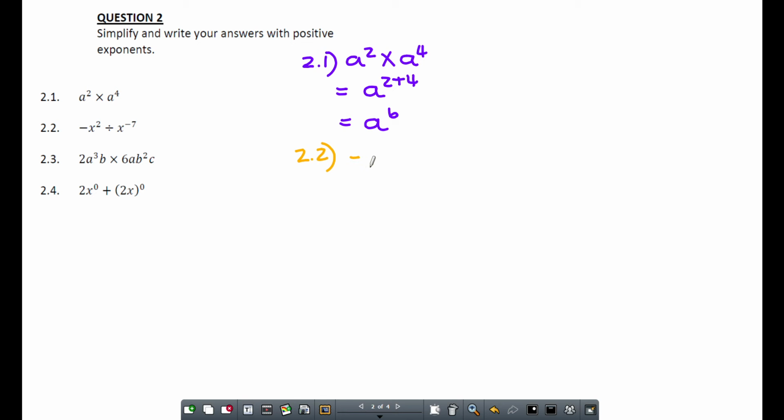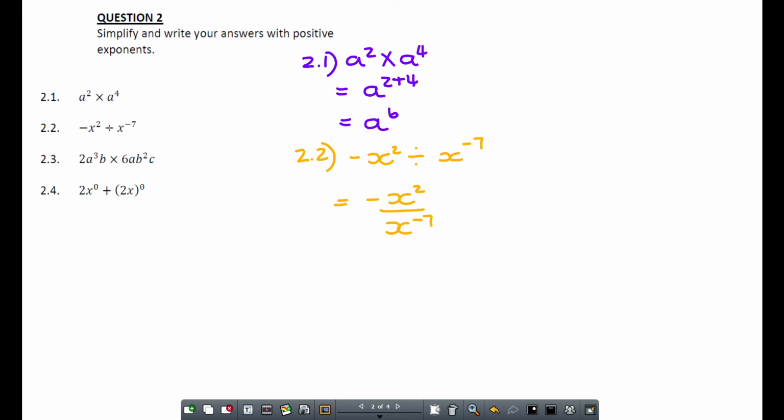Now minus x to the power of 2 divided by x to the power of minus 7. Did you guys write it in the form of a fraction or do you keep it like that? That's the same as minus x to the power of 2 over x to the power of minus 7. Now that minus is going to stay there. Because it's division, what do I do with my exponents? You switch the whole thing. Do you mean I'm going to take that to the top? Yes, ma'am. That is correct.